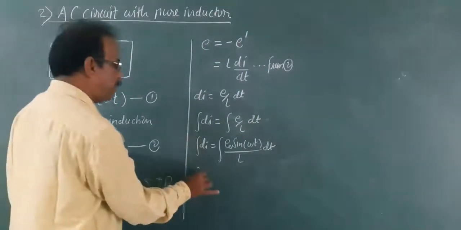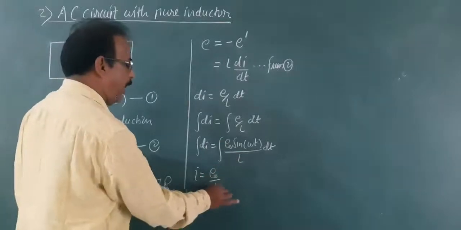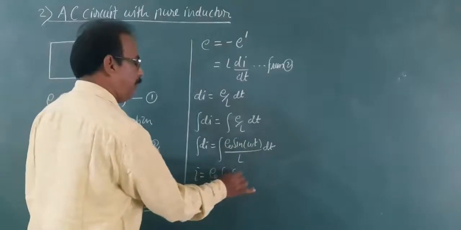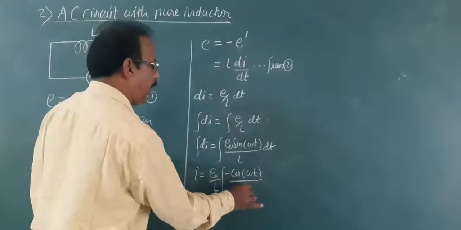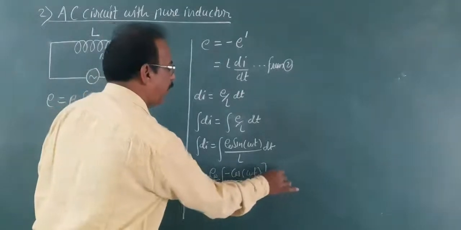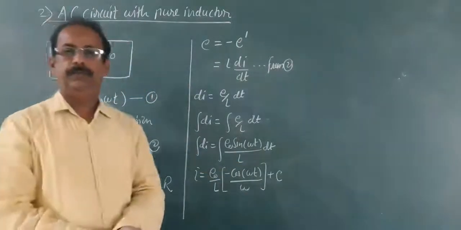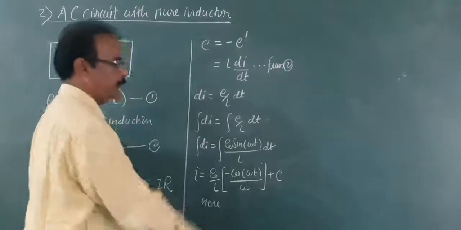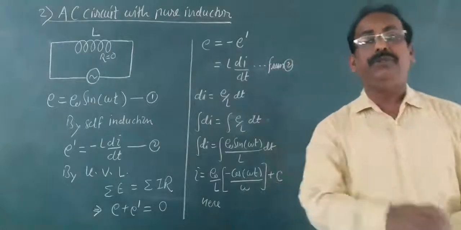Integration of dI comes I. E0 upon L comes out of the integration. Integration of sine of omega t comes minus cos of omega t upon omega plus integration constant C. Here, this integration constant C comes equal to 0.